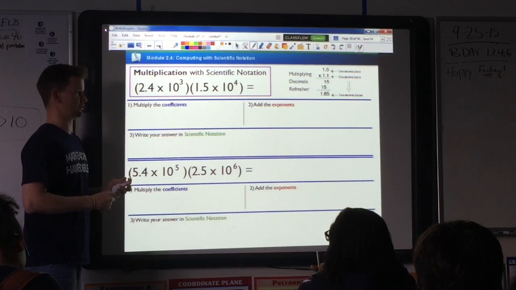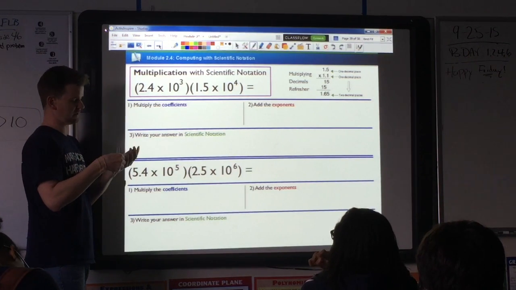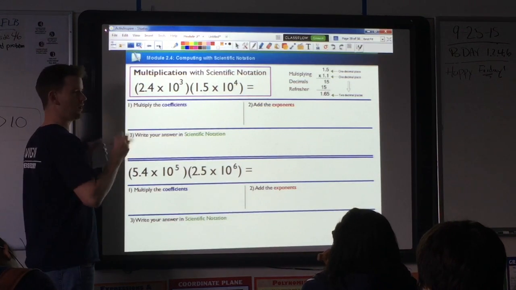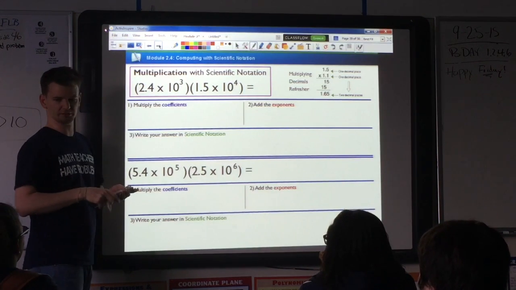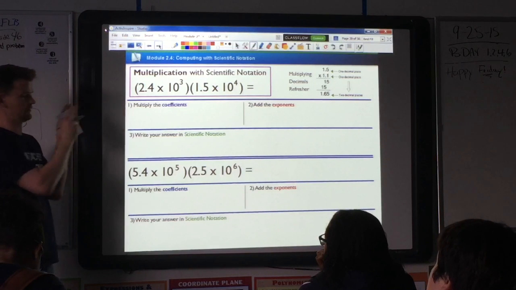When we multiply with scientific notation, the first thing you do is multiply your coefficients. What are my coefficients here? I have 2 of them. What are they?